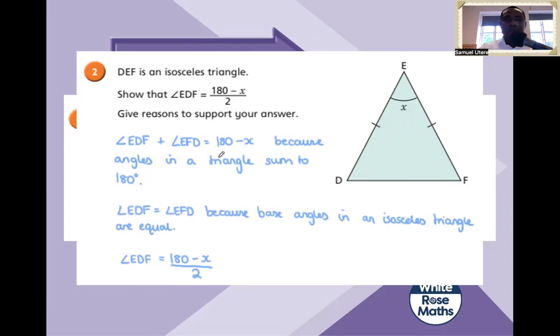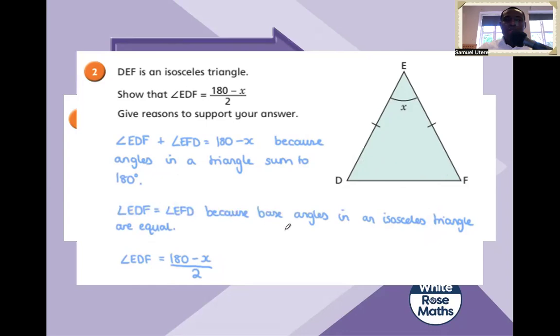Now, note that this angle EDF and this angle EFD, whatever you are going to have, must be what is left over. So the sum of these angles would be what is left over after we have taken this angle from 180 degrees. Why? Because angles in a triangle sum to 180 degrees.